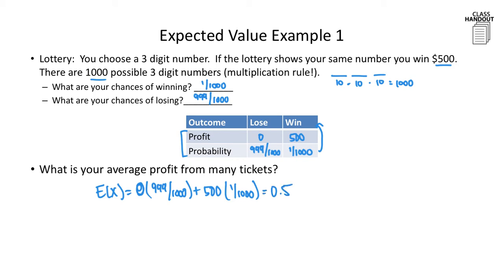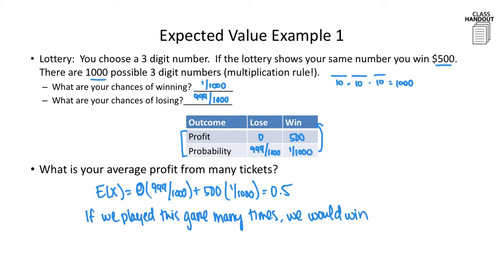So 0.5. What that means is if we play this game many times, we would win about 50 cents per game on average. The way you have to think about it is sometimes when we play, we're going to win $0, and very rarely when we play, we're going to win $500. If we were to take the average and add up all the zeros and the 500s, it would average to be about 50 cents per game.